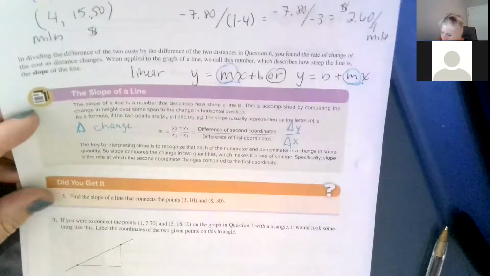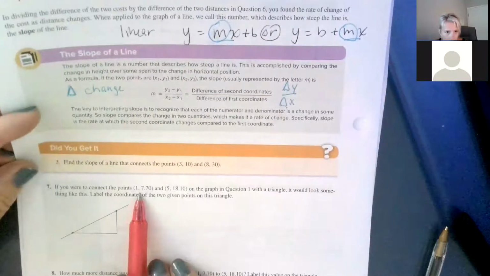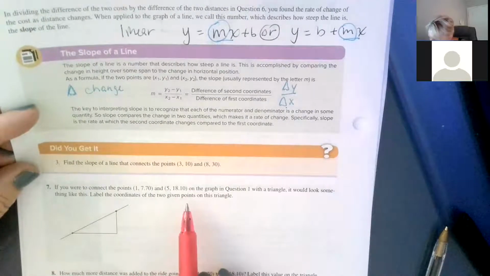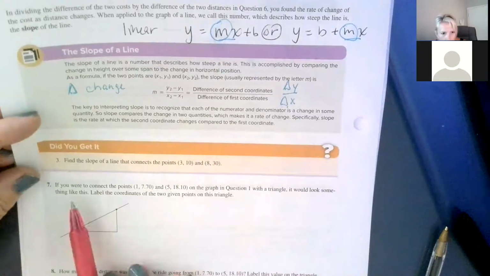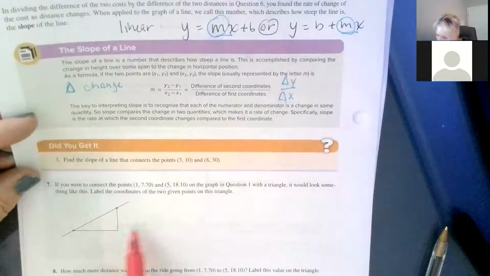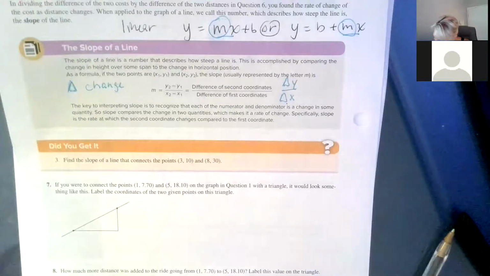So let's look at number 7 here. It says, if you were to connect the points 1,770 and 5,1810 on the graph in question 1 with a triangle, it would look something like this. Label the coordinates of the 2 given points on this triangle. So label which one you think would be 1 and 770 and the other is 5 and 1810.